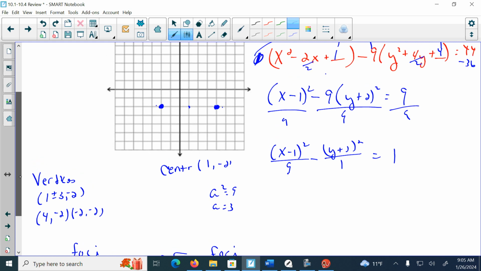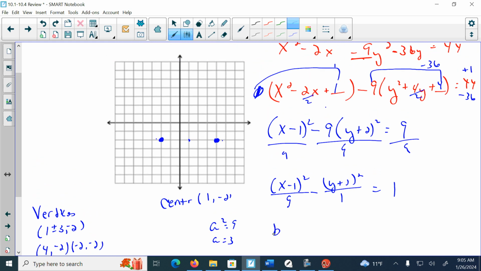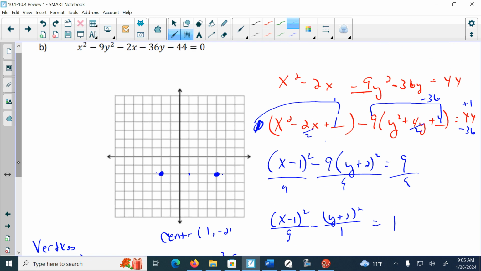Okay, now to draw my boxes, my b squared is 1, which means b is equal to 1. So to draw my boxes, I put these two tiny little dots here by my center. Then I get out my highlighter. I draw my boxes. So many dots. And I go corner to corner through the center. Corner to corner through the center.